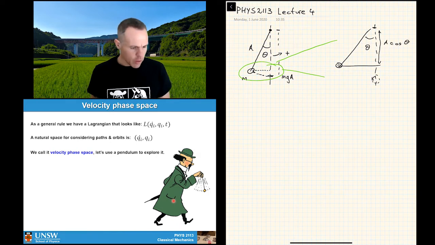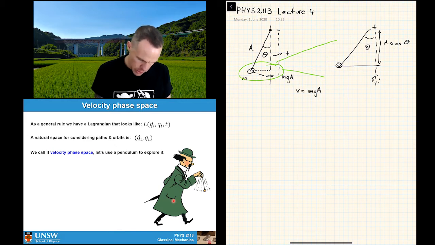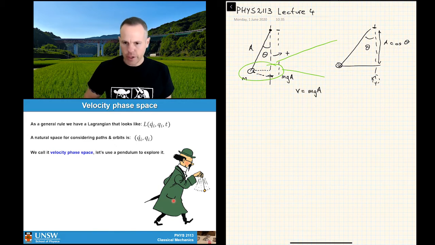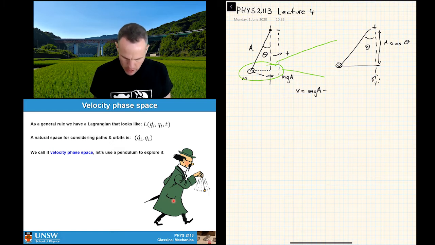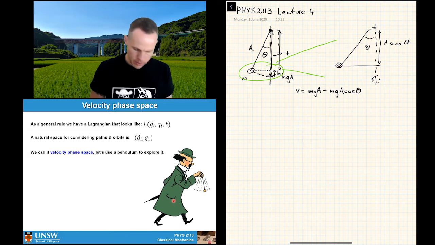And so we would write our potential energy term in this particular case, and this is what you'll see in a lot of the books, as mga, which is the position at the bottom, and then we're interested in the height above that, so it would be minus mga cos theta. So we're looking at our height just here being the difference between this height just here and this height just here, okay?